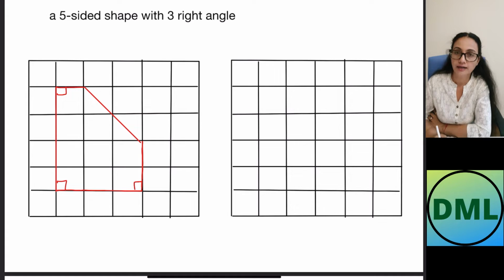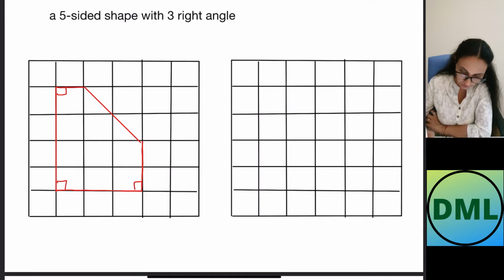You can draw it with another shape also. Let's draw that. Let's start from here. This is our line. This is another line we have. This is one more line.